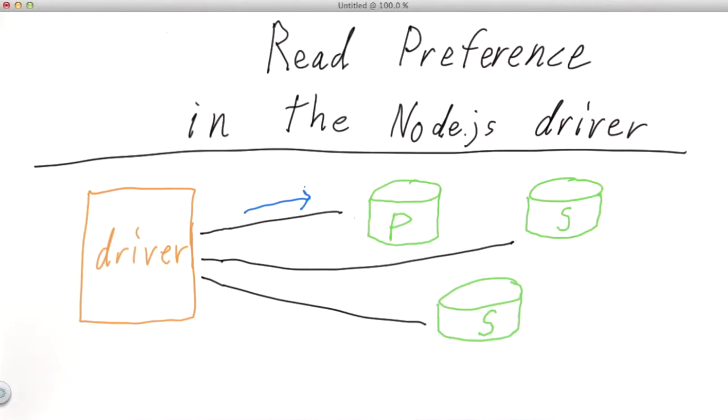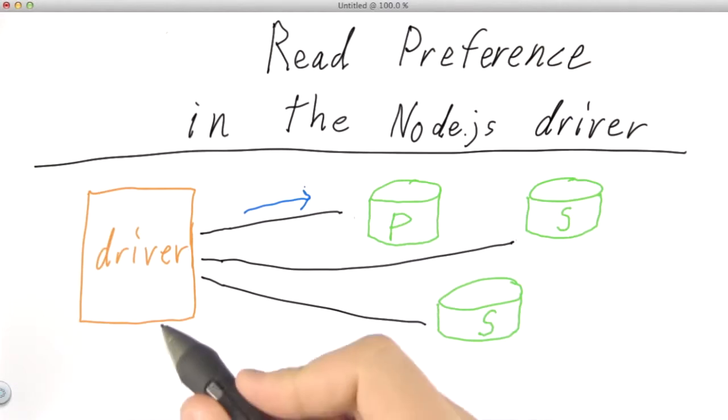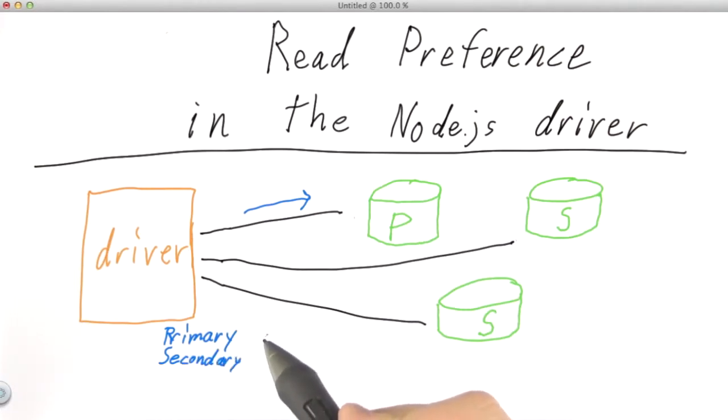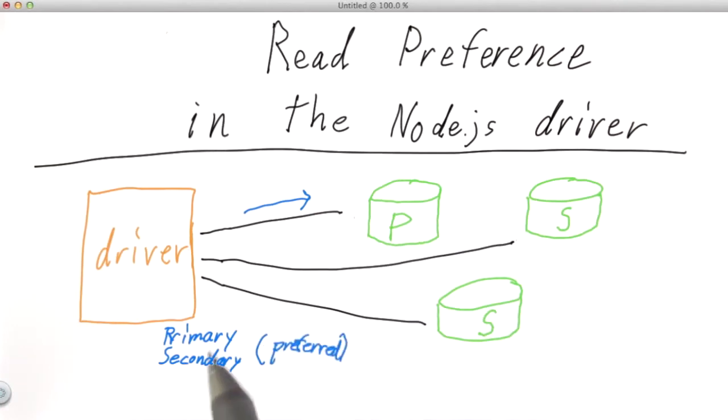So you can configure your reads to go to the primary, which is the default. You can configure your reads to only go to secondaries. You can configure your reads to prefer the primary or the secondary, which means if one or the other is not available, it'll try the other. For example, if it's primary preferred and there's no primary, then it will fall back and use the secondary, but it'll use a primary if it's present.